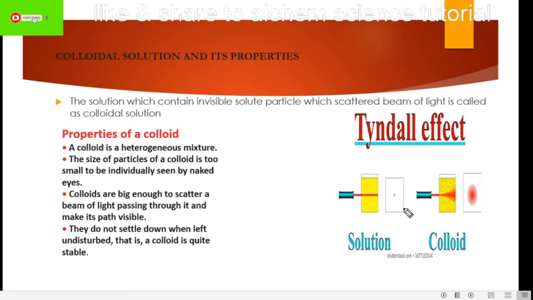In case of a colloid, you can see here that the colloid can easily scatter the beam of light. Whatever solute particles are present inside the colloidal solution have enough size to scatter the beam of light, so the path of the light is easily visible in a colloid. But in case of a true solution it is not visible, because the solution particles do not have enough size to scatter the beam of light.